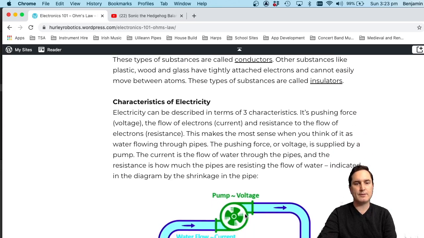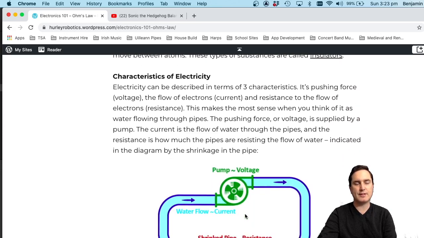Okay, now the best way to understand electricity is to think about it kind of like a pump and water pipe system. We've got three characteristics. We've got the pushing force, that's like our pump pushing the water around the pipes. We've got the flow of the water, and here we've got a shrinkage of the pipe, which is resisting the flow of the water. It's making it harder for the pump to push the water through.